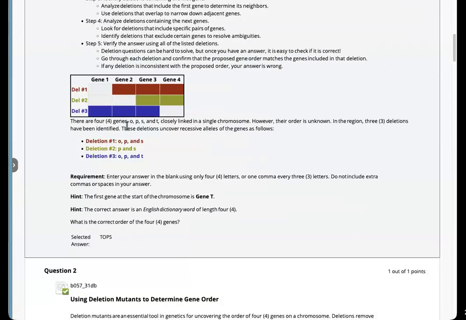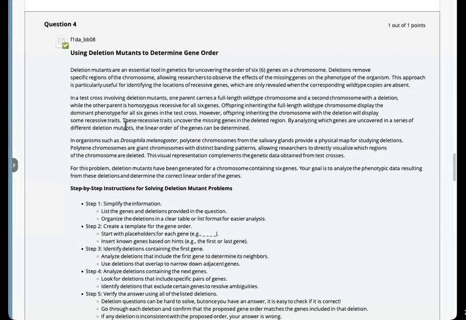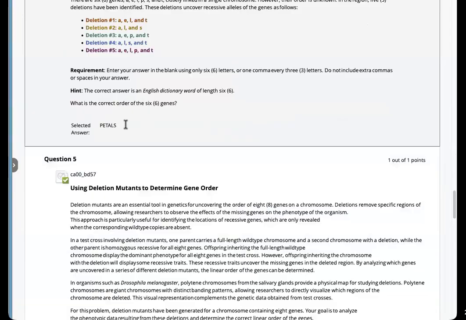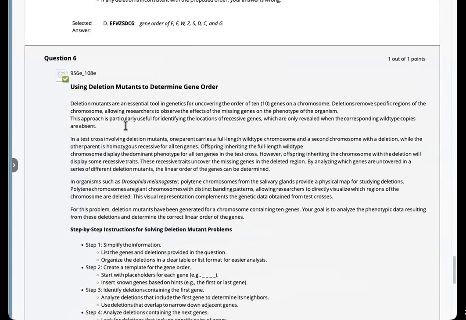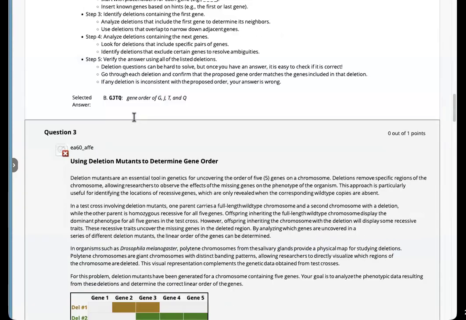So question 1 was correct. Question 2 is correct. I got number 3 wrong. I'll go back and look at that one. Question 4 is correct. Question 5 is correct. Question 6 is correct. So what did I do wrong? We didn't go back and check our answers. That's one of the problems.